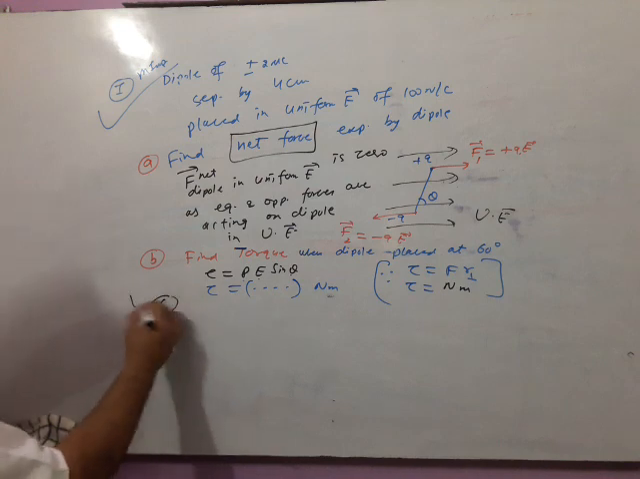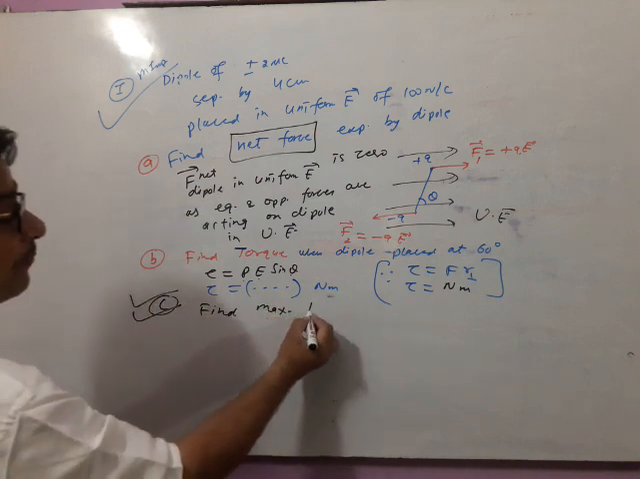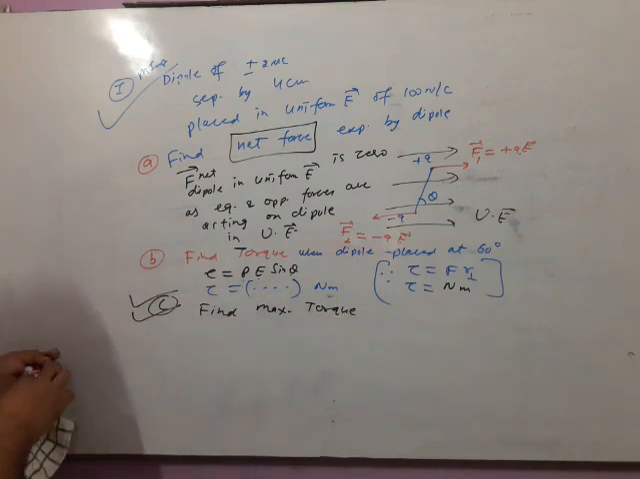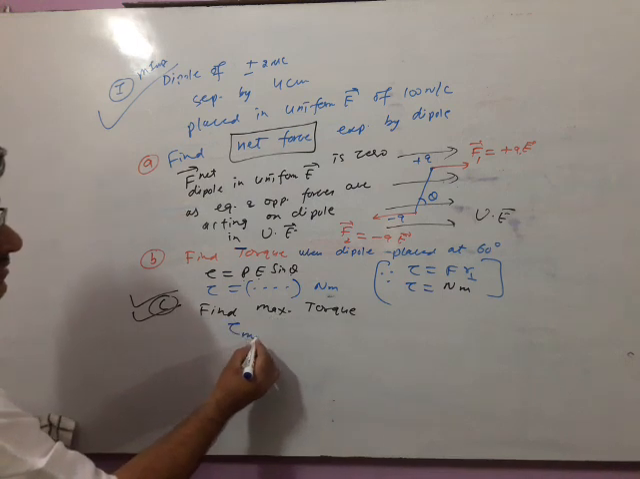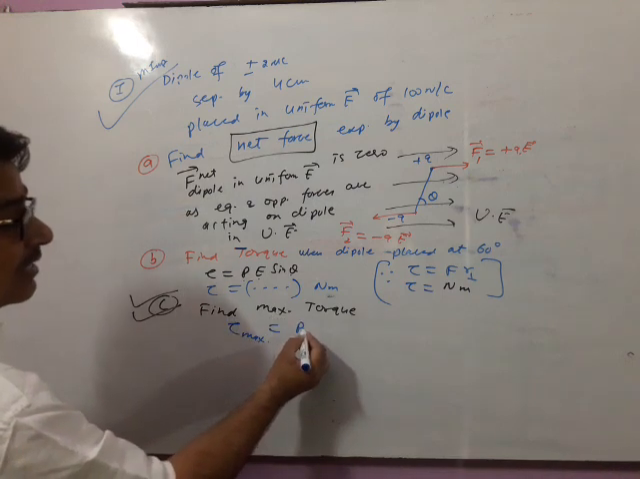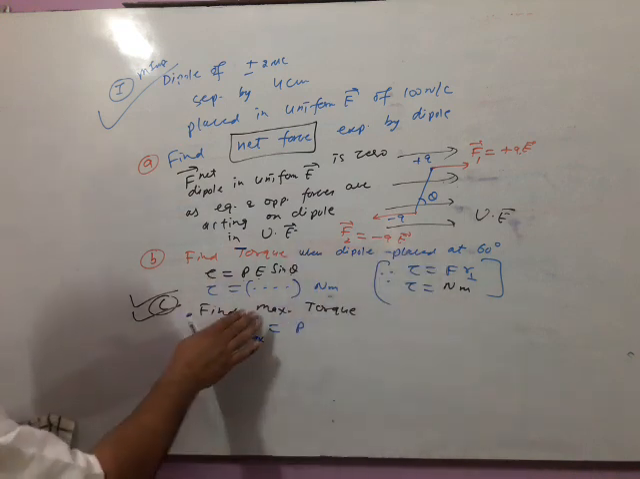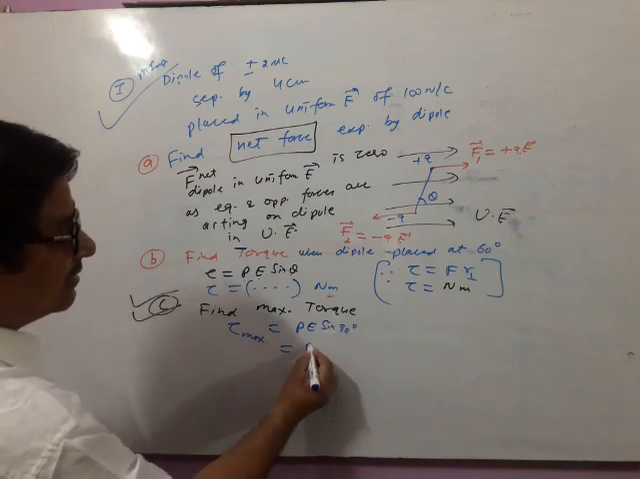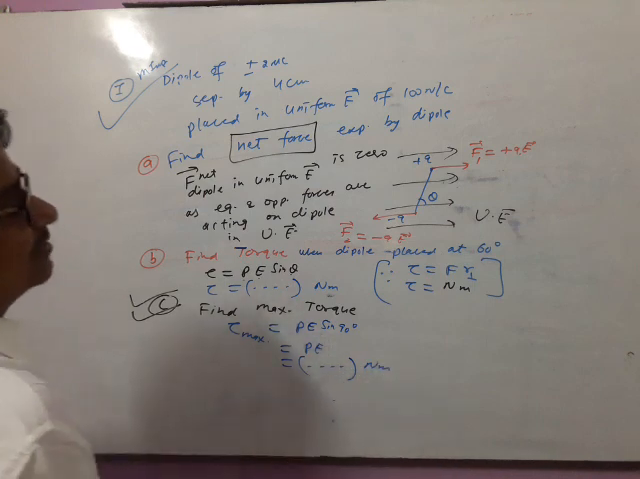But the most important question, if he says find maximum torque, then you have to apply your mind. Maximum torque happens at an angle of 90 degrees. So for maximum torque he will not give you this angle or another angle. He will just say find max torque. So you will have to remember it happens at an angle of 90 degrees. It is PE. Now simplify again, units Newton meter.